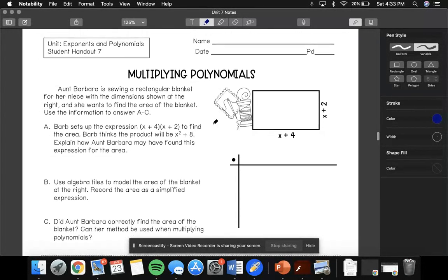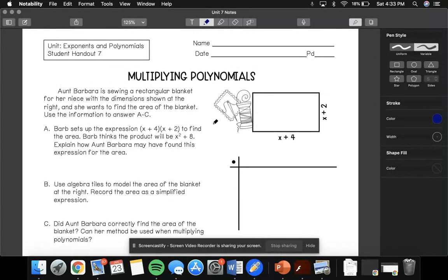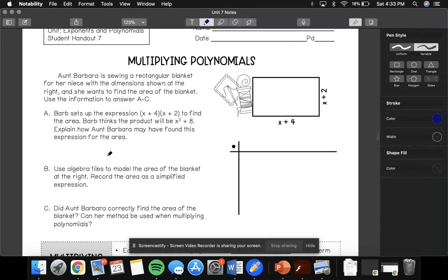Okay. Aunt Barbara is sewing a rectangular blanket for her niece with the dimensions shown at the right. She wants to find the area of the blanket. Use the information to answer A through C. So we have the length being x plus 4 and the width being x plus 2. So Barb sets up the expression (x plus 2)(x plus 4) to find the area. Barb thinks the product will be x squared plus 8. Explain how Aunt Barbara may have found this expression for her area.